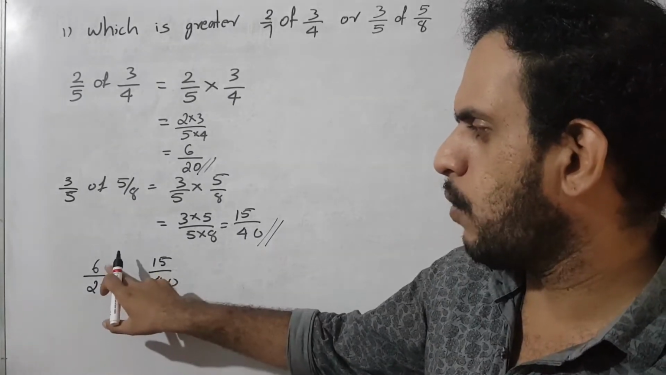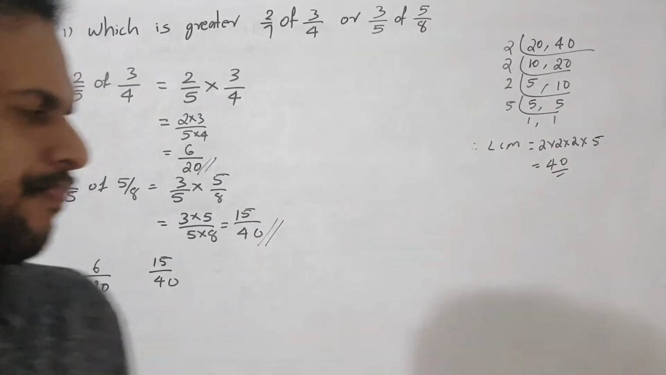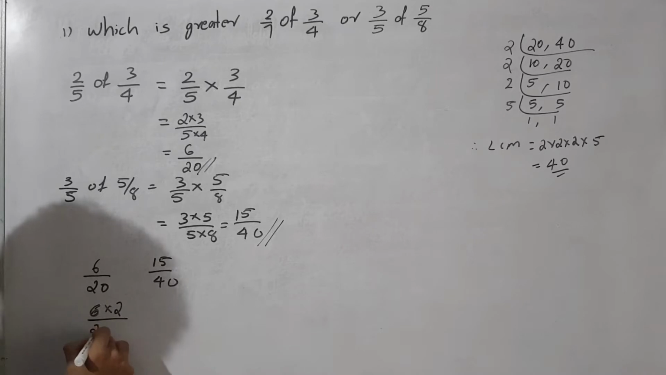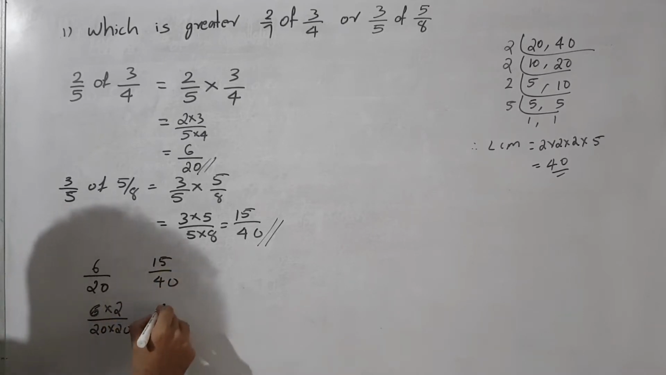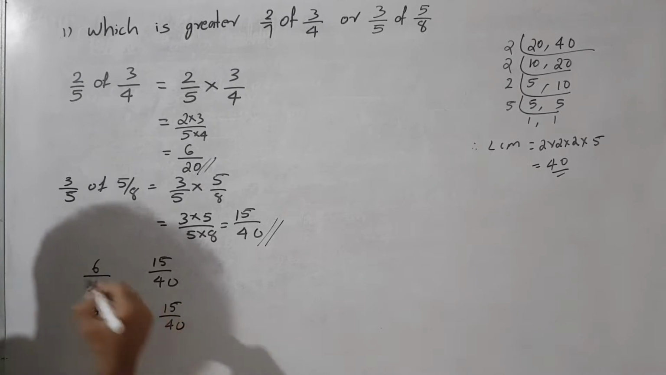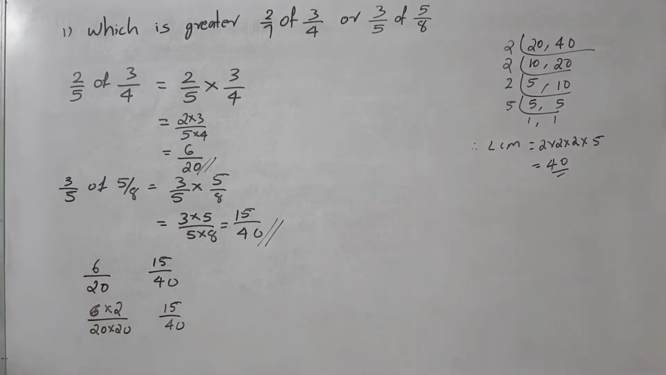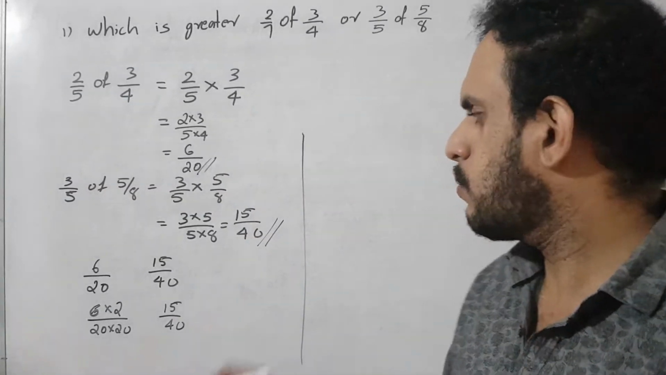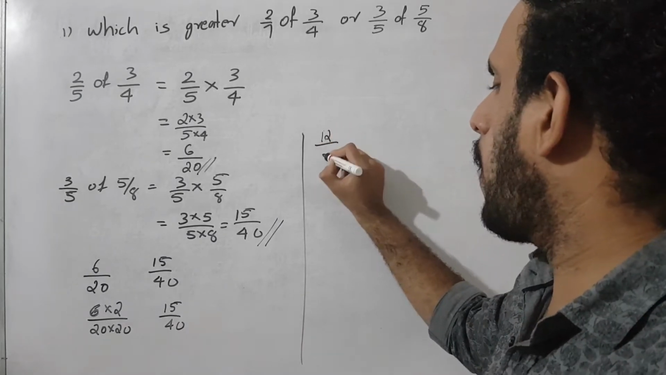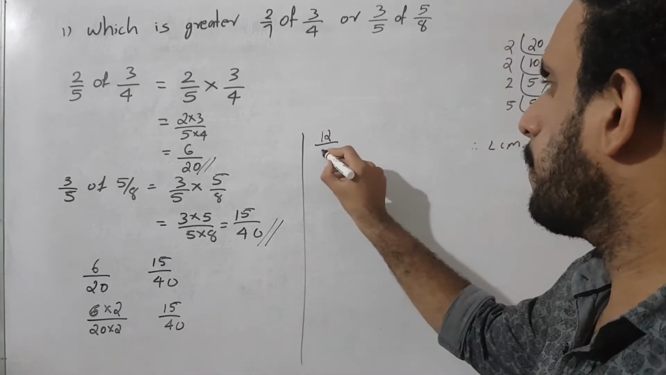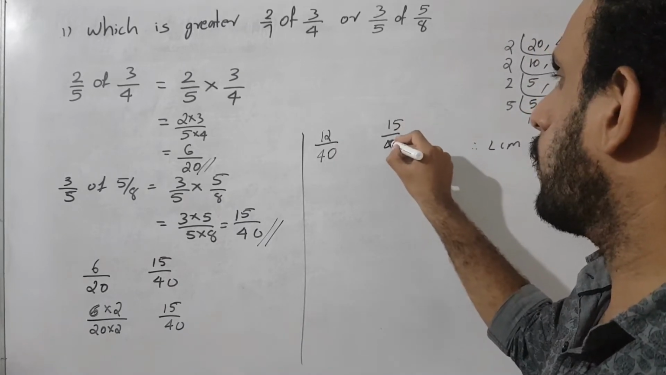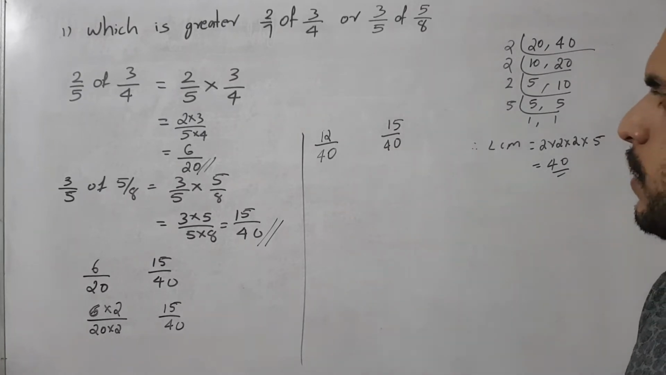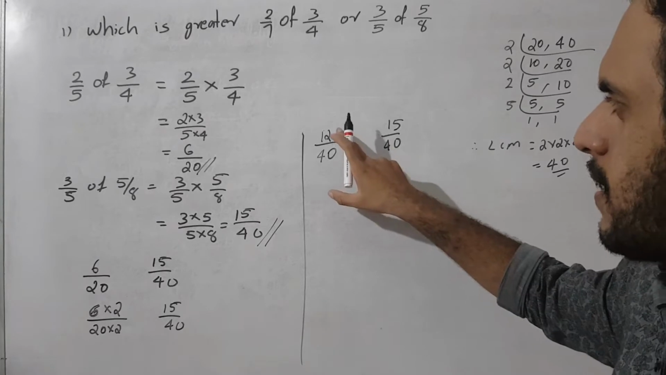Then we multiply the numerator also by 2. The next step is 6 into 2 by 20 into 2. There is no change in 15 by 40. Then we take 15 by 40. Okay, so what is next? Next we multiply the number 6 into 2. 6 into 2 is 12. 12 by 40, and 15 by 40. Correct? Then now we check the denominator. The denominator is equal. Then it is very easy. Then we check the numerator.